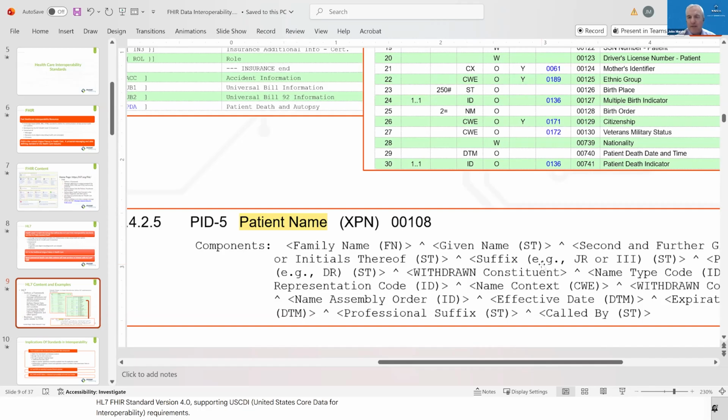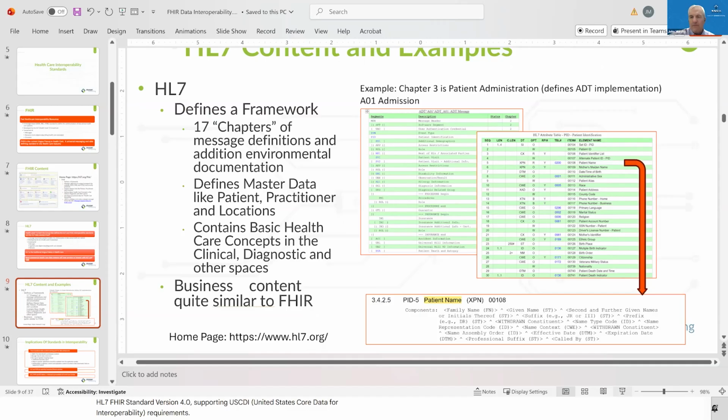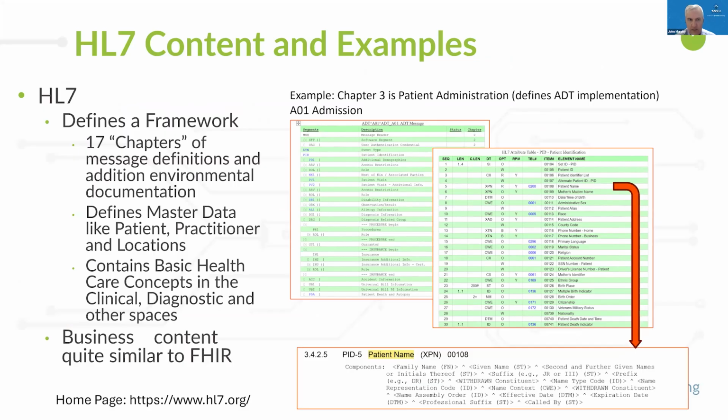We have to support a given name. We have to support initials and all of the data elements within this model, right? Within this data representation in our data model to support this standard. It sounds easy, and it wasn't necessarily easy, but it was consistent. We were able then to mechanically do the same thing across all 17 chapters of HL7 to create the data model.